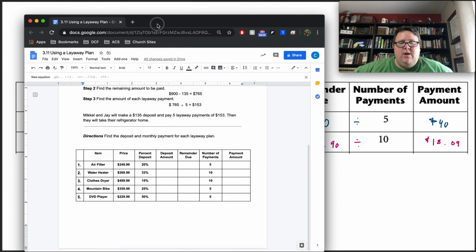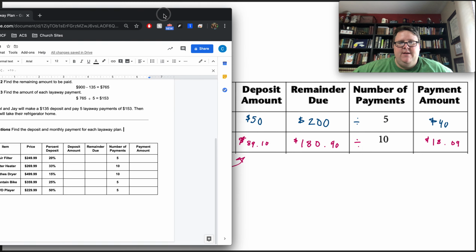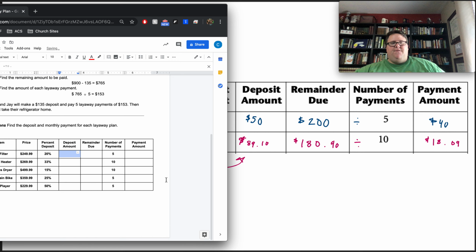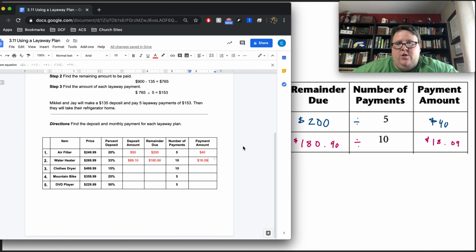So then I'm going to go ahead and bring this over just so that you guys can see what goes on. I'm going to fill in this document. Amount deposited for the air filter was $50. So I put the money sign. The remainder due was $200. 5 payments, so that means it was $40 per payment. And then I go ahead and do the water heater. Their down payment, their deposit was $89.10. Their remainder due is $180.90. And for 10 payments, that gives them a total of $18.09 per payment. So then it would look like that.